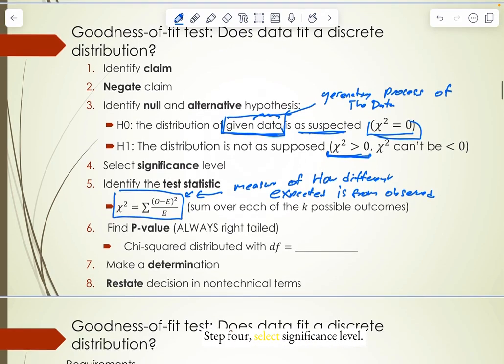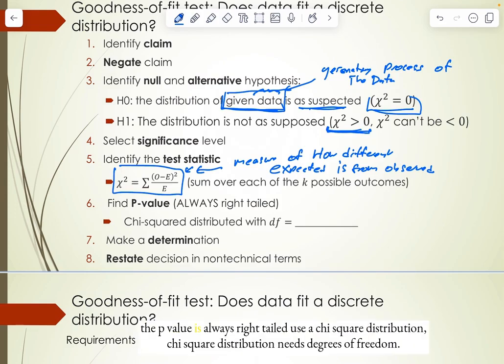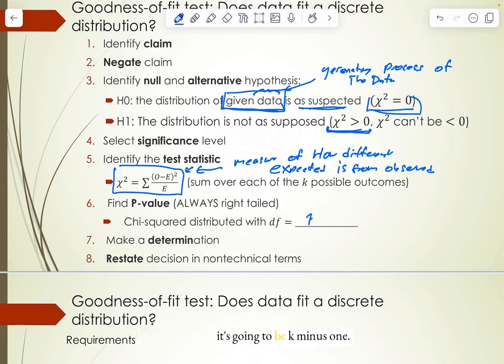Step 4, select significance level. Step 5, identify test statistic. Well, what is the test statistic? It's given to you. It's this chi-squared test statistic. We'll go over how that is calculated in the example. Step 6, find the p-value. The p-value is always right-tailed. Use a chi-squared distribution. The chi-squared distribution needs degrees of freedom. It's going to be k minus 1.